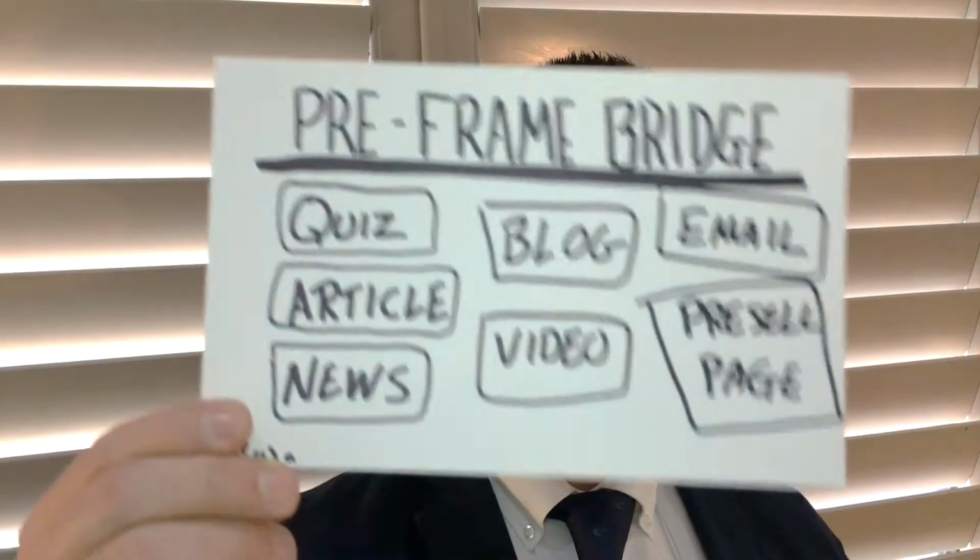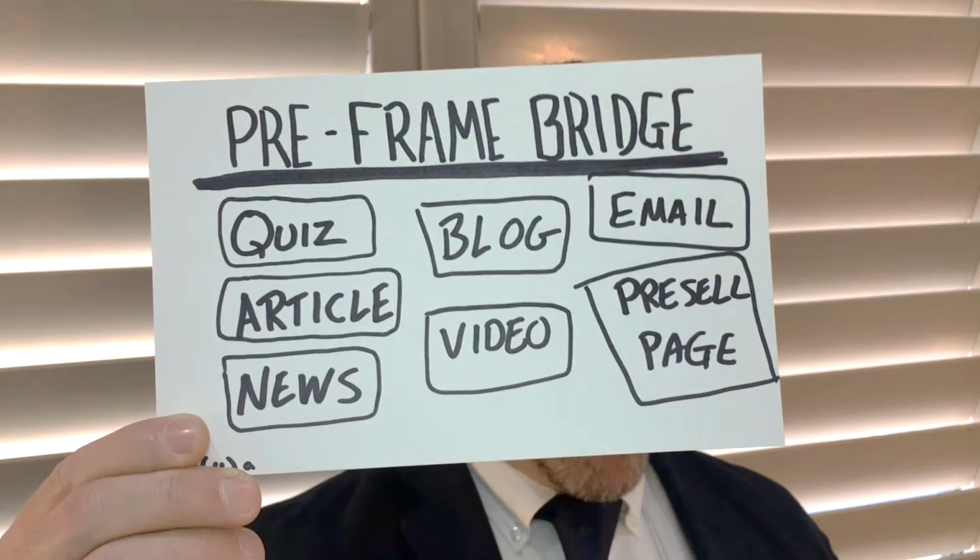Video is another one that's really great. Video testimonials are fantastic, and someone then goes to your site from there. And then a pre-sale page, which is like a giant educational single page that will allow a user to go through everything that you have for that particular product. Russell says that that's particularly useful for affiliates. So, again, this is the PreFrame Bridge.